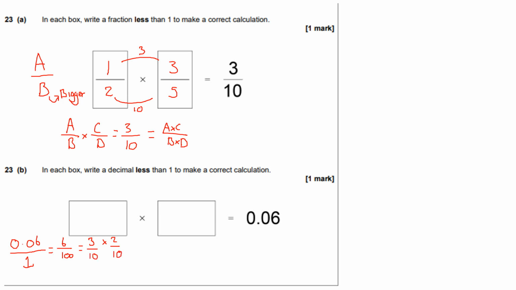So let's just check if that works. 3 times 2 equals 6. 10 times 10 equals 100. So we're happy with that. We're just going to convert them to a decimal now. So 3 over 10 is 0.3. And 2 over 10 is 0.2. That seems to work. And both of those are less than 1. Okay, so that's it for that question. Let's move on to the next.